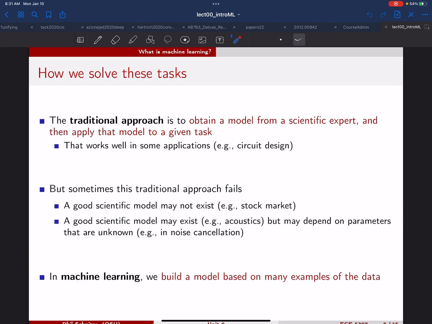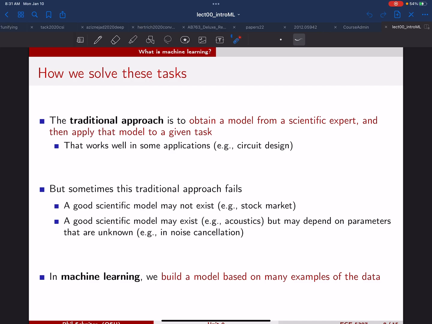Another example is sometimes we do have good scientific models, let's say for acoustics, but these models depend on many, many parameters that are unknown when we'd like to use them. So one example of this would be noise cancellation. So in noise cancellation, there's some annoying noise or maybe many annoying noises or echoes or something that are getting involved with our ability to hear what we want to hear. So for example, maybe we're in a lecture hall with terrible acoustics. And what's happening is my voice is hitting all these walls as well as going to you directly. And the echoes are so bad that it's very difficult to hear what I'm saying because of all the echoes.